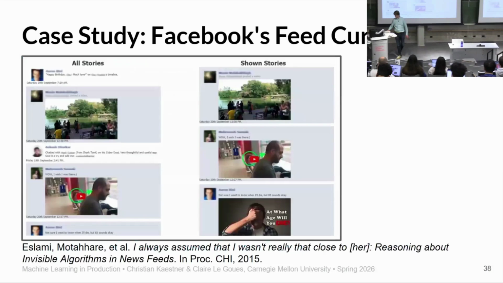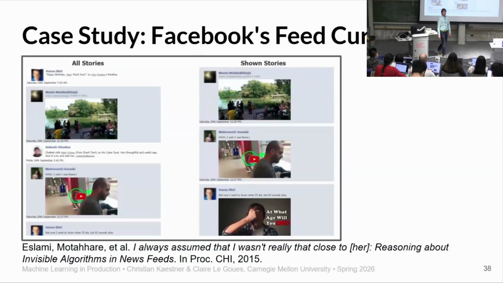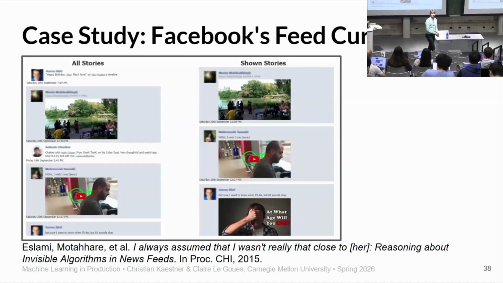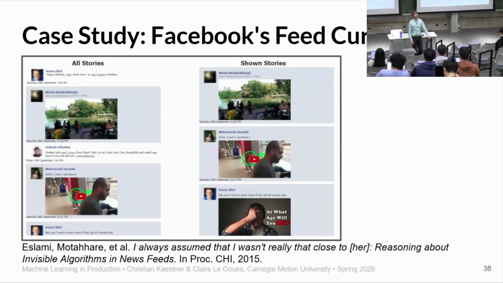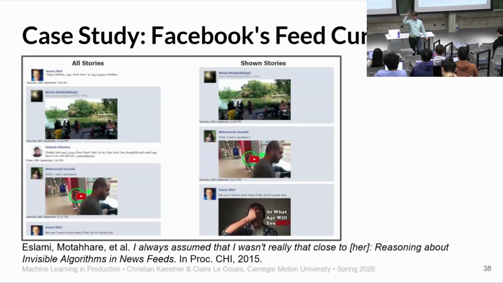Yep. There's another case that I found surprising. It's a little bit older. It's a colleague here, 2015. A lot of people did not know that the newsfeed in Facebook was algorithmically curated by a model. They thought it's a linear timeline. It was actually quite common that people were not aware that there was a model in there. And then when, as part of this research, they learned there's a model in there, they felt betrayed by Facebook. They felt like there are certain friends that they thought, this is the title of the paper, I always assumed that I wasn't really that close to her, that they were drifting apart because Facebook wasn't showing them the thing. And then when they showed all the messages of their friend there, they felt betrayed.